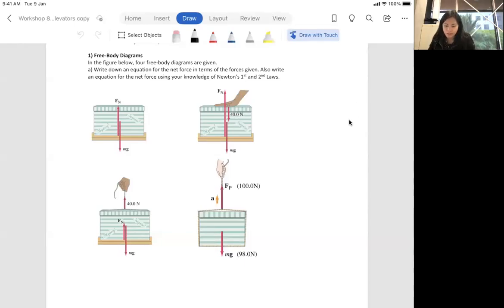All right, everyone. It's 11:30, so we can look at the solutions and the answers to the questions in the workshop problem.